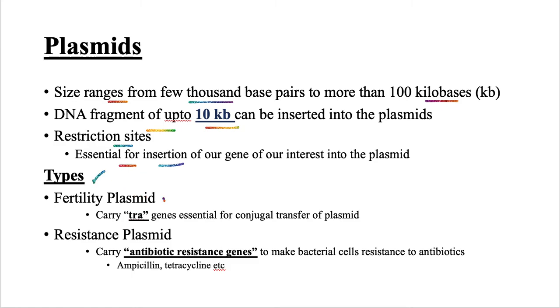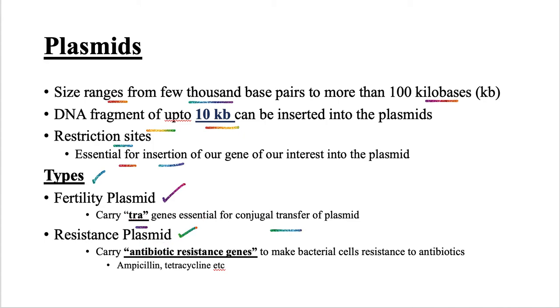Then the plasmids are of different types. For instance, we have the fertility plasmid. Fertility plasmids are those plasmids that carry genes, and these genes are essential for conjugal transfer of plasmids. So with the help of these genes, plasmids from one bacterial cell can transfer into another bacterial cell.